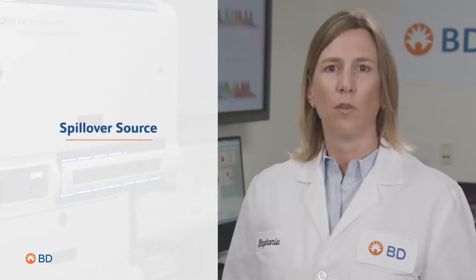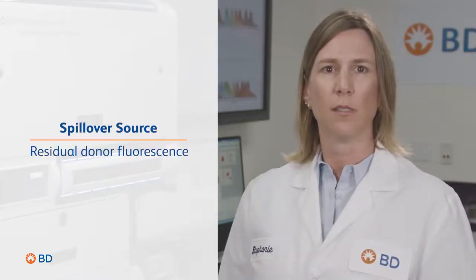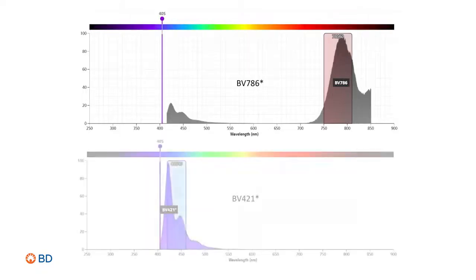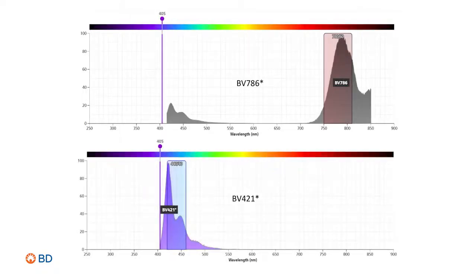The second source of spillover is caused by residual donor fluorescence. This happens in tandem dyes, which are composed of a donor dye and an acceptor dye. Tandem dyes work by effectively transferring the emission fluorescence from the donor fluorochrome to the acceptor. If the energy transfer from the donor to the acceptor is incomplete, some residual donor fluorescence is emitted into the donor detector, creating spillover. In this example, we can see BV786, which uses BV421 as the donor, has some residual fluorescence emission into the BV421 detector.